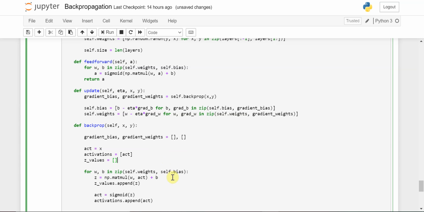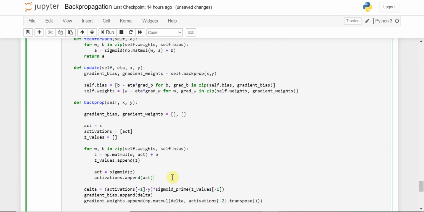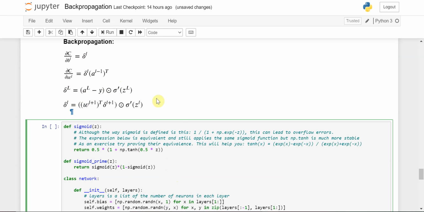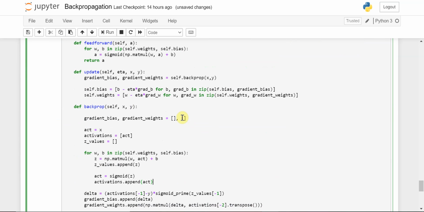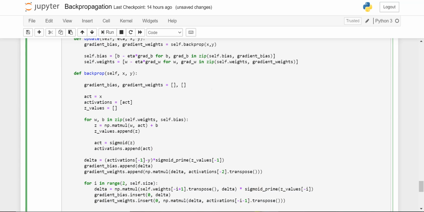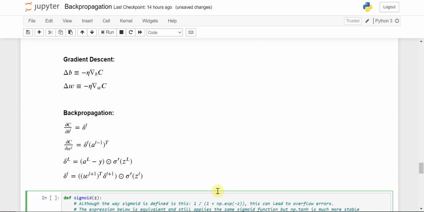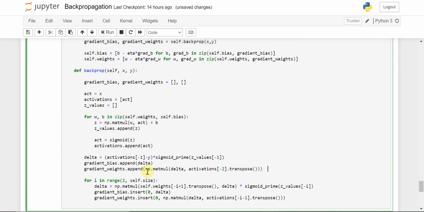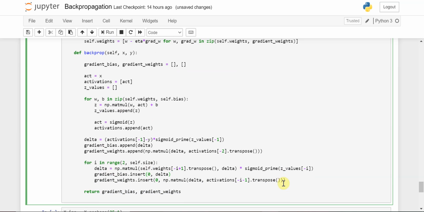With all the forward propagating done, now it's time to backpropagate. We start by calculating the error in the last layer with this equation right here, and then we use our equations to find the partial derivatives with respect to b and w, to find how much we changed the bias and the weights. After getting the last layer's error, we just find the errors of all the rest of the layers using this right here. Notice that the equations to find the gradient bias and gradient weights are the same, but we just changed the equation for delta because now we've switched to this equation. We also insert it in the first position of the list because we're going backwards. And once we're done with that, we just return all the gradients that we have.